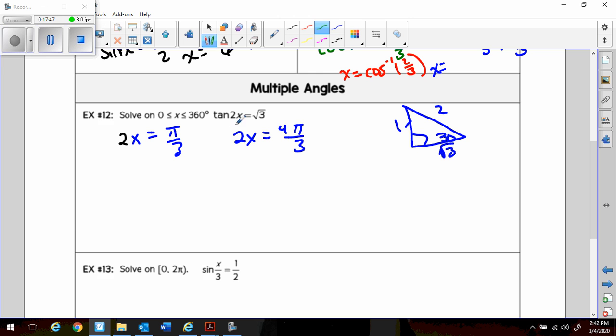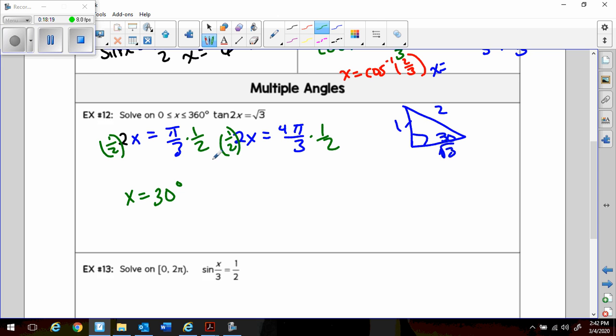Now, the 2x equals this. So what we have to do is solve for x. So I still have to multiply by 1/2 or divide by 2, same thing. Multiply by 1/2. Same on this one. Multiply by 1/2. So this is going to be pi over 6 or 30 degrees. Actually, they want it in degrees, so I'm going to put it back in degrees, sorry. So this will be 30 degrees.